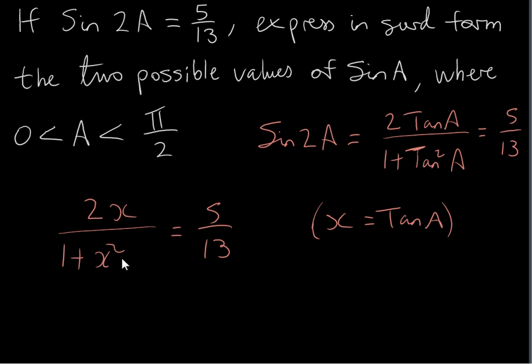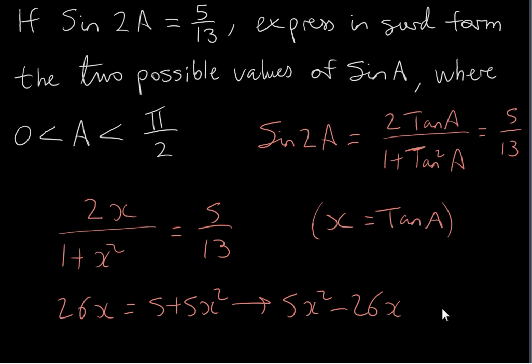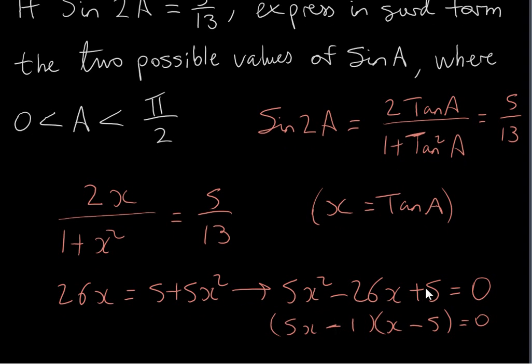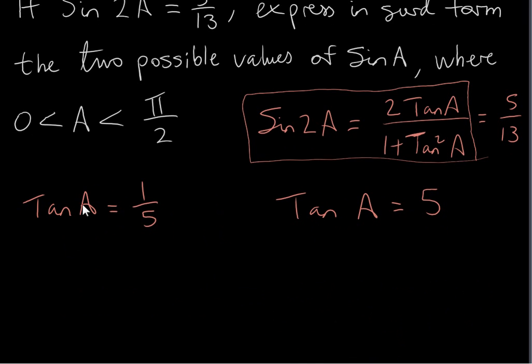So we have to solve this equation for x, and it's obviously a quadratic. So 26x equals 5 plus 5x squared. So we have 5x squared minus 26x plus 5 equals 0. This can actually be factorized, so we get two solutions: x equals 1/5 or x equals 5. So x is tan a.